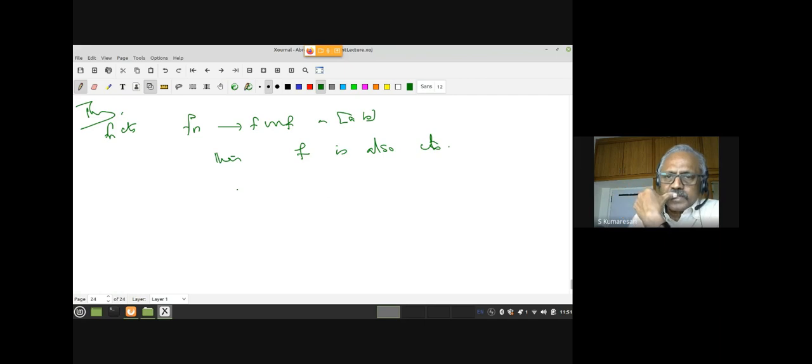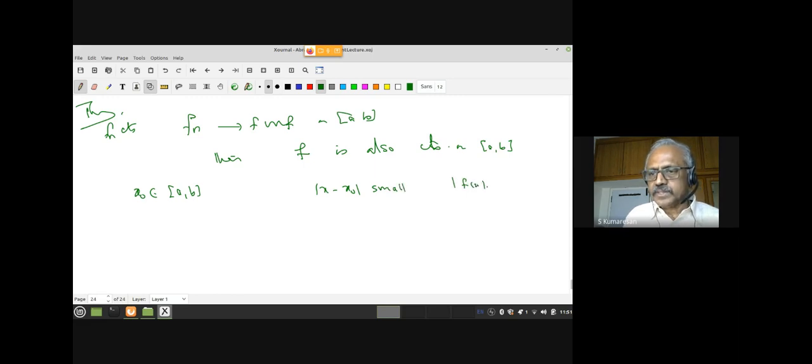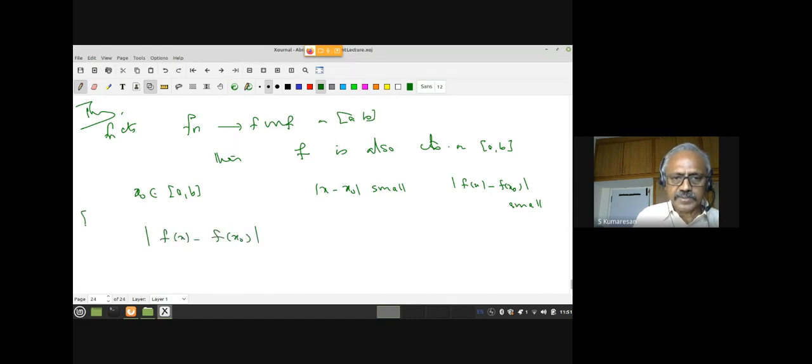Okay, now I want to prove f is continuous. So how do I prove it? So fix an x naught in AB. To prove f is continuous on AB, I have to show f is continuous at each and every x naught in AB. So fix an x naught. To prove f is continuous at x naught, what should I do? I have to say if x minus x naught is small, I have to show f x minus f x naught is small. This is a qualitative way of saying continuity. That means I have to estimate mod f x minus f x naught.